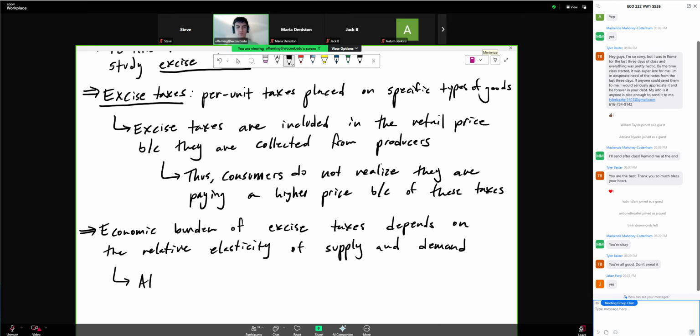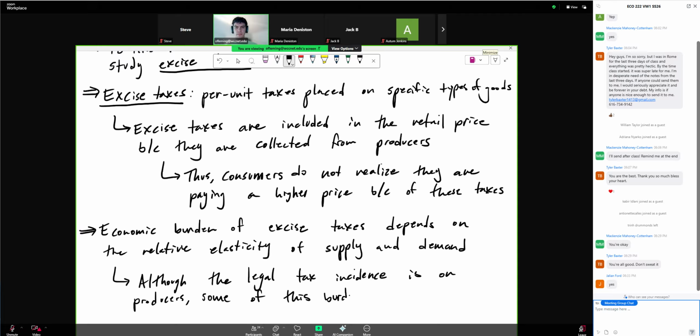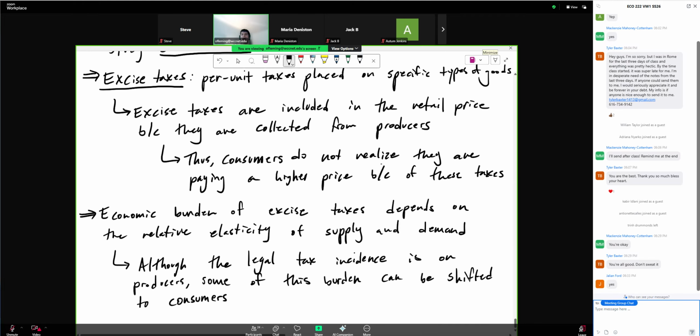So although the legal tax incidence is on producers, some of this burden can be shifted to consumers. That's the idea. So when a firm sees, okay, I have to pay a tax now, they're going to think, how can I get the consumer to pay as much of this tax as possible? How can I shift this tax onto consumers? Now, hopefully you can see that even though you shift the economic burden onto consumers, it's still the case that it's the firms who have the legal incidence. Does everybody see what I mean by that?